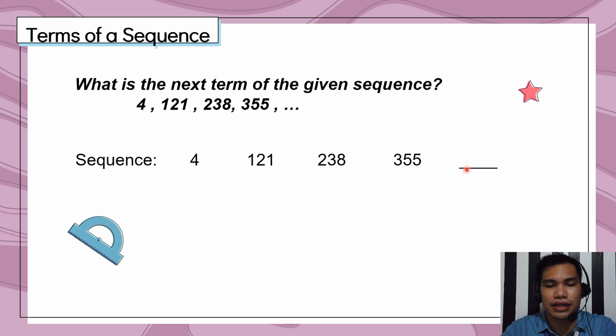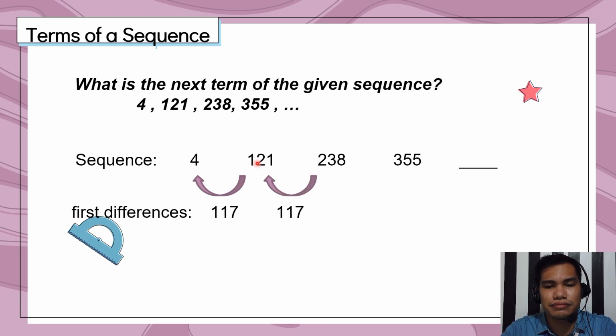Sige, let's solve for the first difference. So, itong ginabuhat, 121 minus 4, diba? Kay minus man nato ang mga numbers. So, 121 minus 4, that is equal to 117. Next, 238 minus 121, that is 117. Sunod, 355 minus 238, 117. Ay, klaro na kayo. First differences pa lang daan, na natay common difference. So, in that case, kahibalo na to sa sunod.